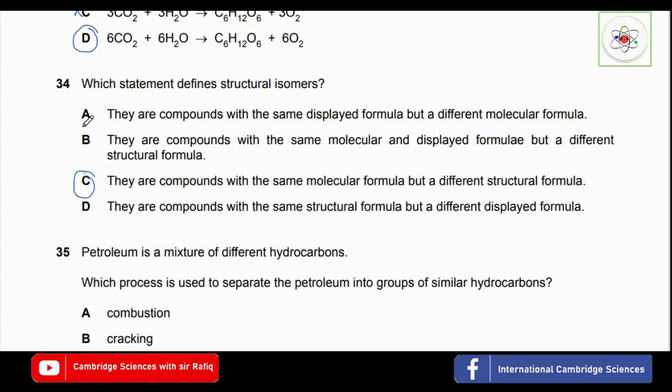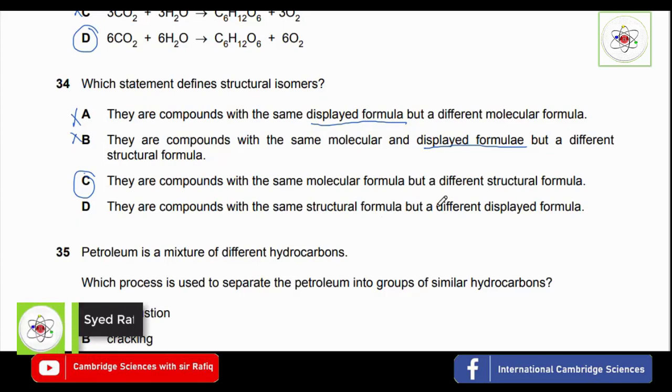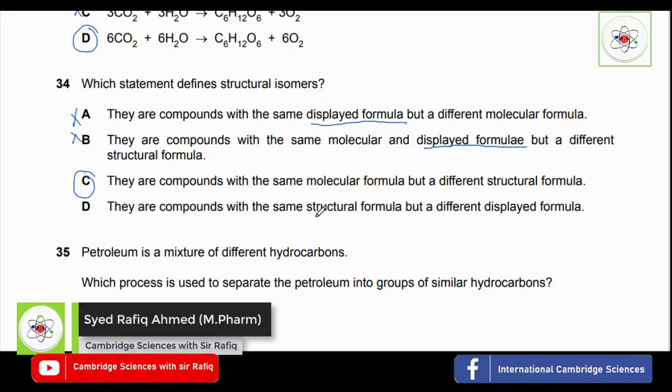When the structural formulas are different, the displayed formulas will also be different. The first statement is wrong because they don't have the same displayed formula; they have different structural formulas. Displayed formula is based on structural formula. So they are compounds with the same structural formula but different displayed formula. When a structural formula, as I told you earlier, is different, the displayed formula will also be different.